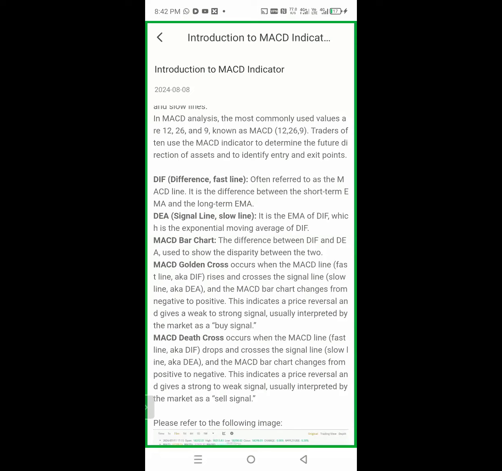And the MACD bar chart changes from negative to positive. So the MACD bar chart will be on positive. You understand? This indicates a price reversal and gives a weak to strong signal, usually interpreted by the market as a buy. So when you see that golden cross happening, you know that it is a buy signal. You are to long the trade. You are predicting that the value of the coin will go up. That is what the golden cross signifies.